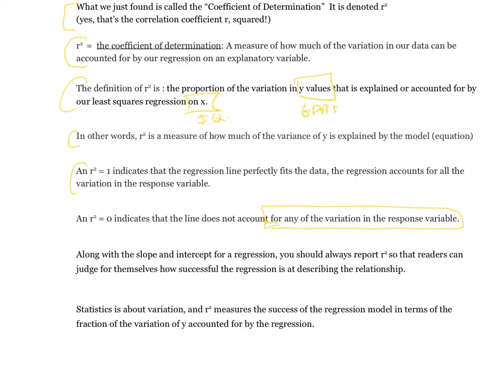Okay. Along with the slope and the intercept for a regression, you should always report R squared so that readers can judge for themselves how successful the regression is at describing the relationship. Okay. Statistics is about variation, and R squared measures the success of the regression model in terms of the fraction of the variation of y accounted for by the regression.